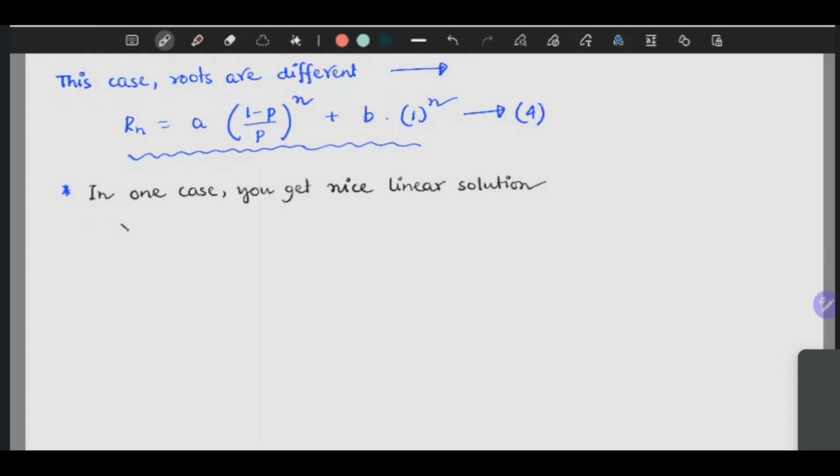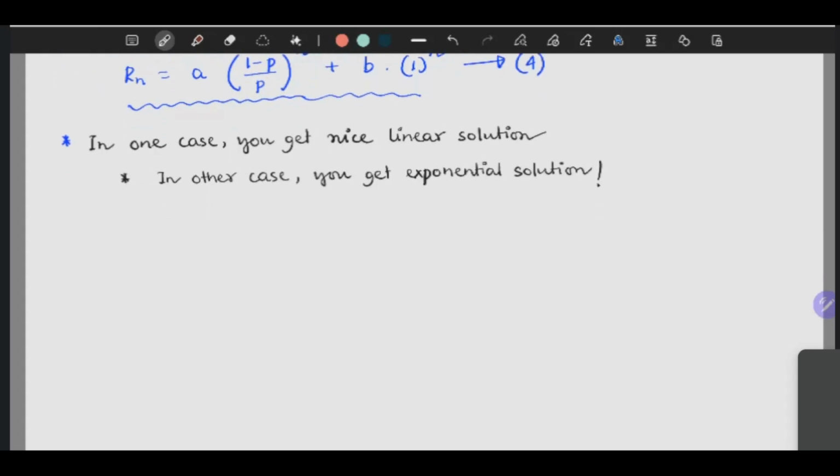and in the other case you get an exponential solution. So you can get two different solutions depending upon your bias. Okay, so that's why the game is not always fair, and that is also true in the game of life.